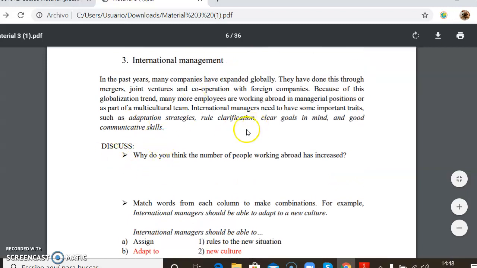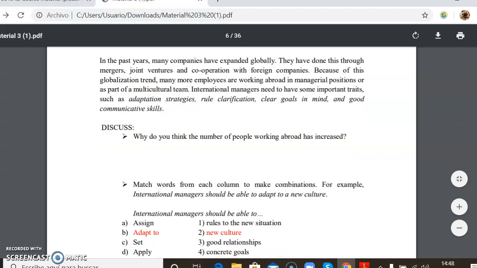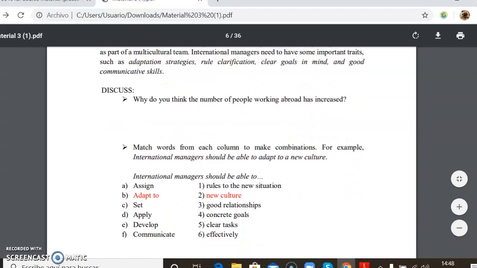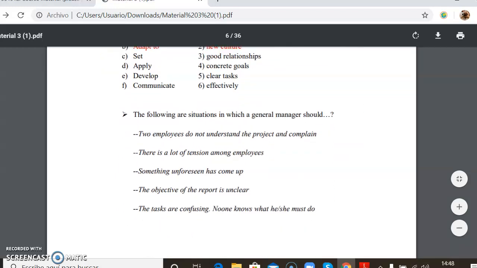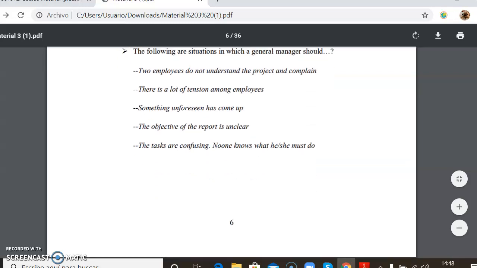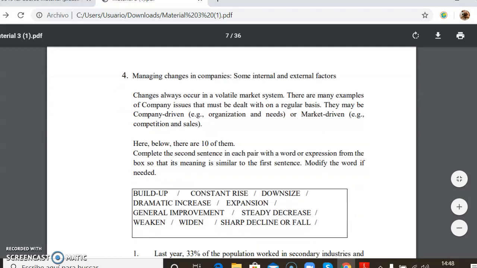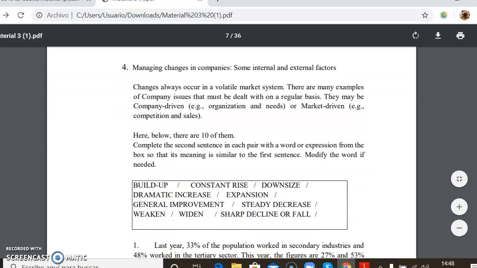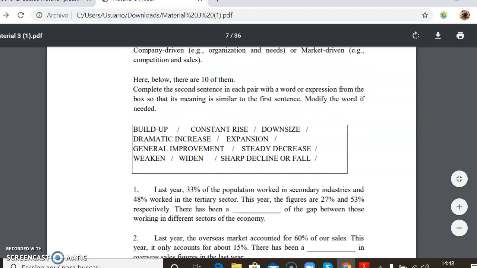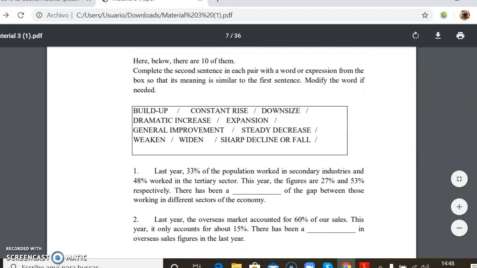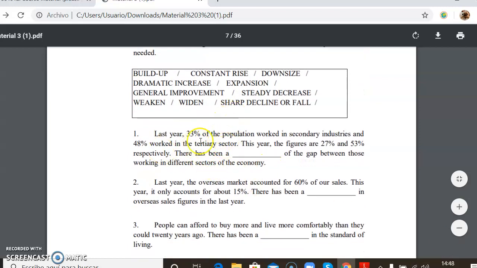all these questions you need to answer based on the text. They are going to be related to international managers or general managers for businesses. Okay, so answer those questions. And then number 4, the same thing. This is important manager or management vocabulary in the company. So there are different terms or expressions you have to use in different contexts.